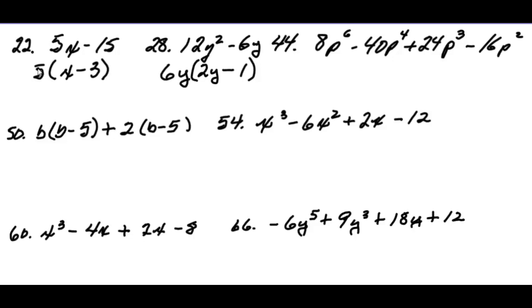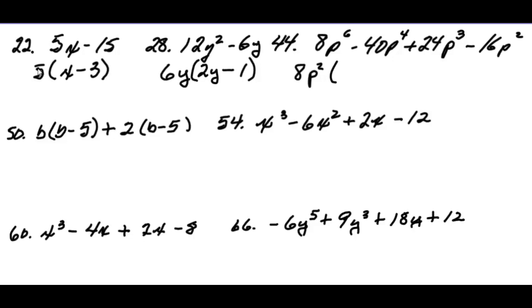Now looking at number 44, I've got, wow, lots of terms. I've got a polynomial with 4 terms in there. What's the largest number that divides evenly into all of those numbers? And that number turns out to be 8. So we're going to factor out an 8. But if you look, you also have p taken to the 6th power all the way down to p squared. The lowest power that we have available to us is p squared. So I can pull that out, p squared. What I'm doing now is dividing each one of those terms by 8p squared.